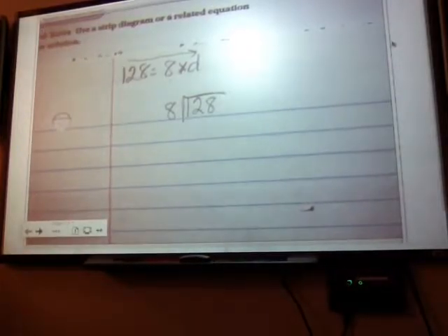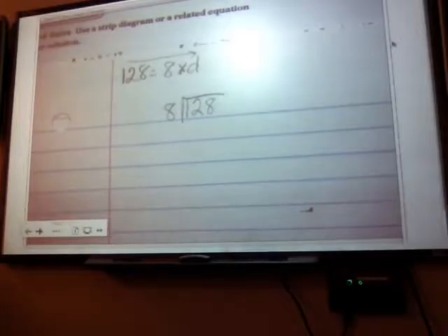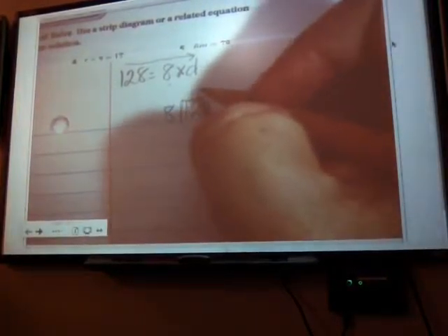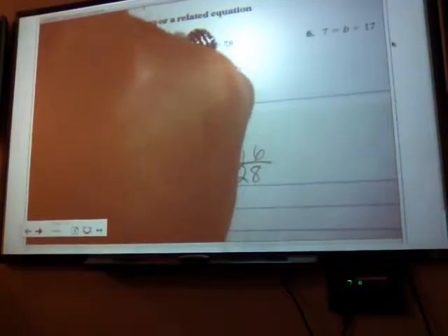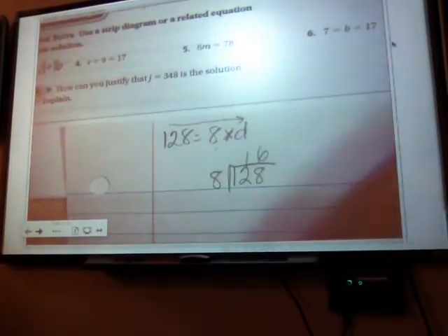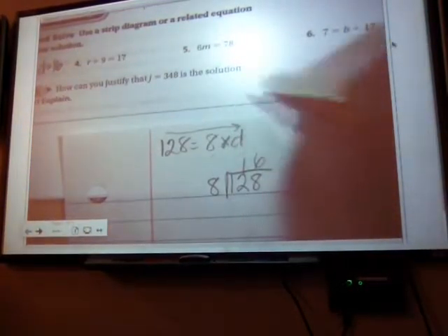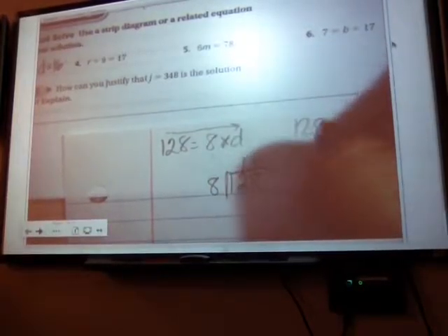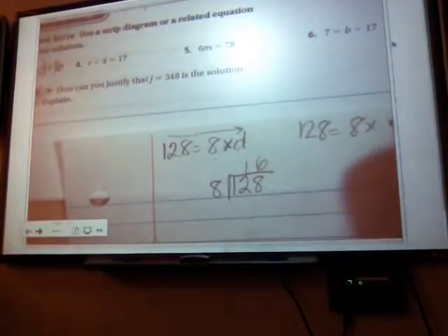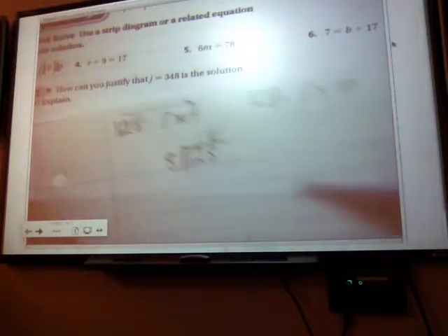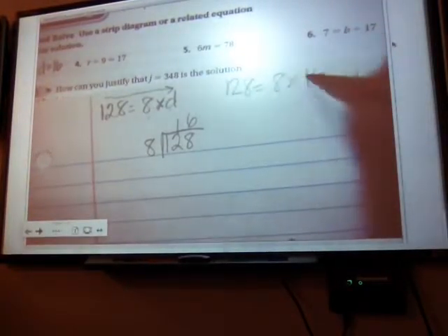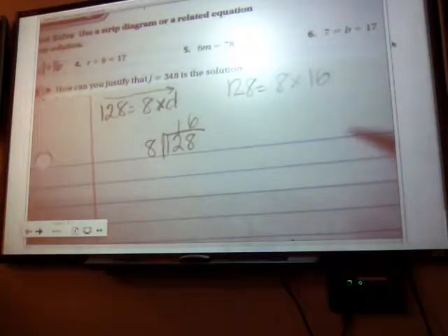All right. How many times can 128 be divided by 8? Everybody? 16. So, therefore, d is equal to 16. And does it make sense that if I were to plug in 16 for the value of d, is it logical that 8 times 16 is 128? Yes. Two smaller numbers multiplied together makes a larger number.